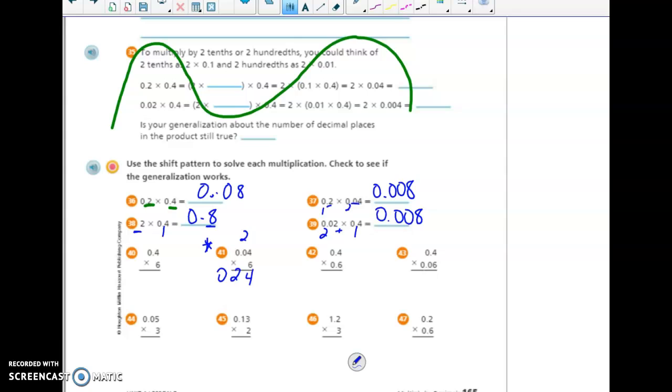Just to make sure, I'm going to check. So I've got 2 decimal places here, and none there. 2 plus 0 is 2. So I need 2 numbers after my decimal, 1, 2. So that's where my decimal goes. So I guess I did need that 0 out there.